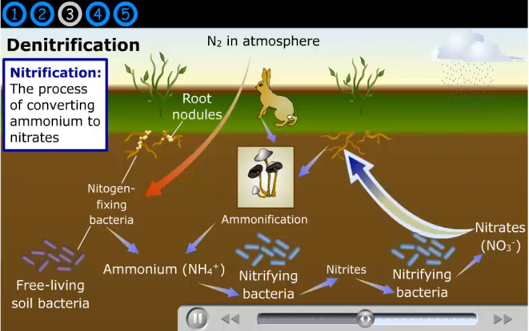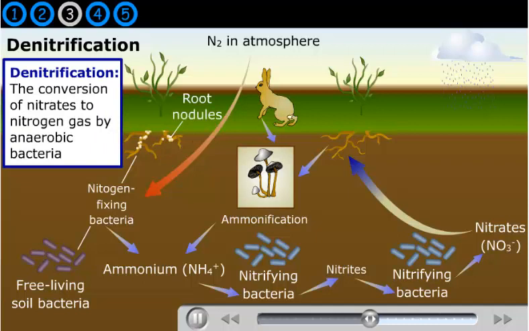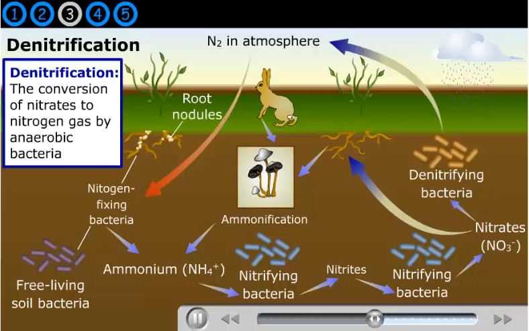Nitrates are removed from the soil as they are incorporated into plants. Nitrates are also removed in a process called denitrification. In anaerobic conditions, some bacteria get their oxygen from nitrate. In the process, nitrate is converted to nitrogen gas and released back into the atmosphere.